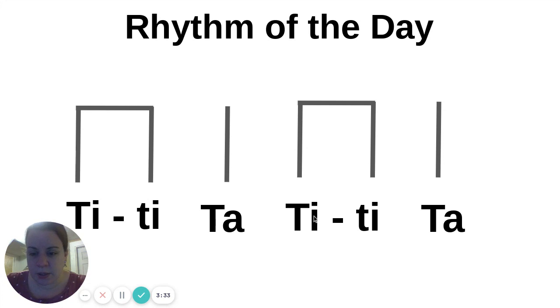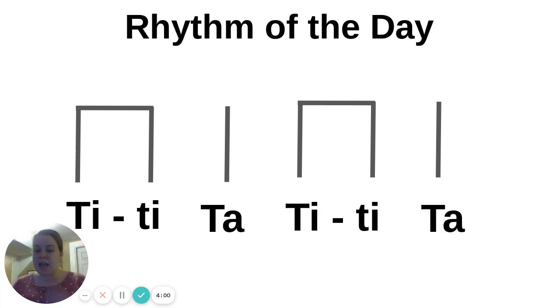All right, let's look at the first one. We have two sticks connected at the top. We're going to call that one titi. Titis go kind of fast. The next one we have is a ta, straight up and down. That just makes one kind of medium sound. Ta, ta. Next, we have another titi, titi. And last, we have another ta.